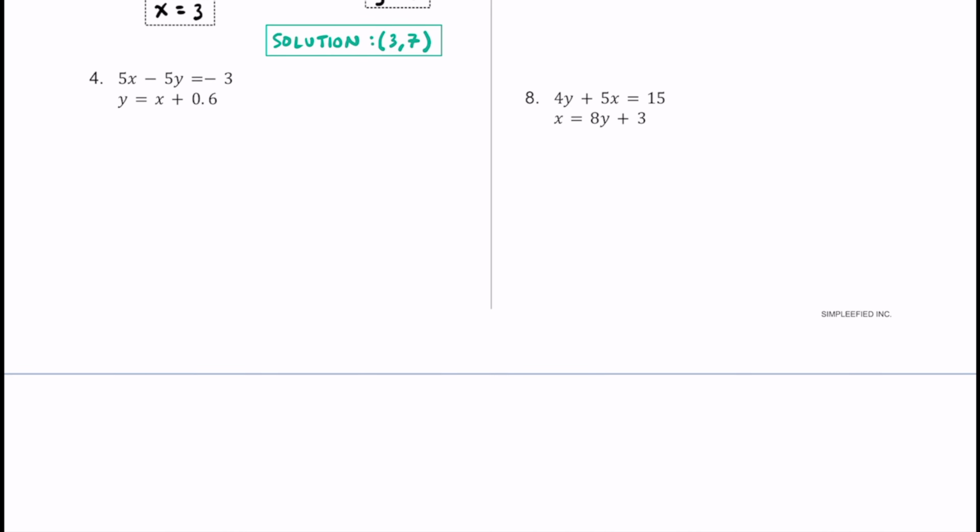Here's number 4. First, it's good to know that this top equation can't be simplified at all just because all of these terms are relatively prime with each other. When we took a look at the second equation on the bottom here, notice that y is isolated, so maybe this is a good candidate for using substitution.